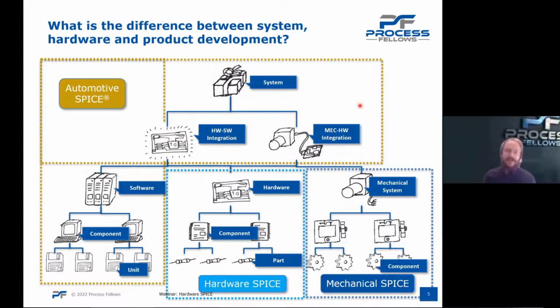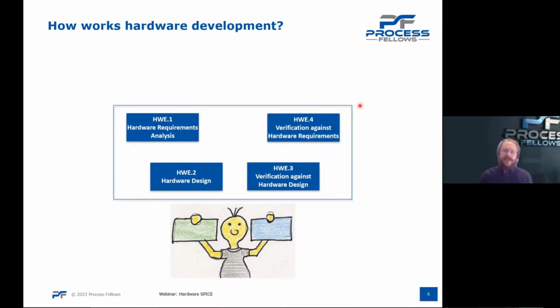Let's dig a little bit deeper into this Hardware SPICE here in the middle. And when you open the model of Hardware SPICE, then you will see it includes only four processes. This means a complete development typically will have more than only those four processes, but this is where you need to combine Hardware SPICE with the Automotive SPICE, for example, here to see the connection of your electronics to the rest of your system here. But let's focus first of all on those four processes here in Hardware SPICE, and this is what you can see on this slide. So you have four processes.